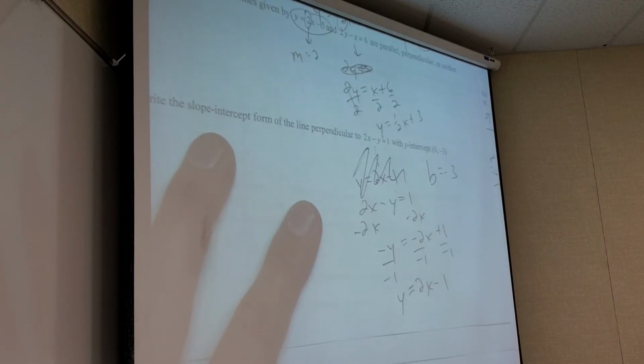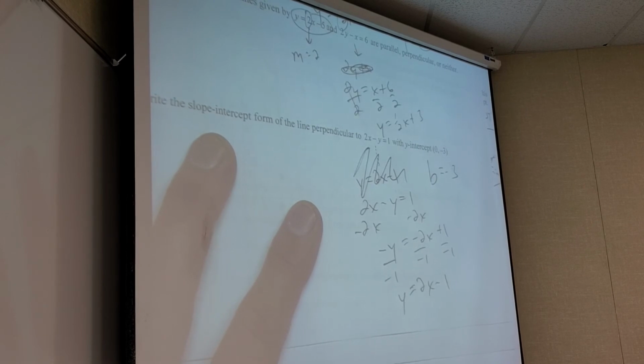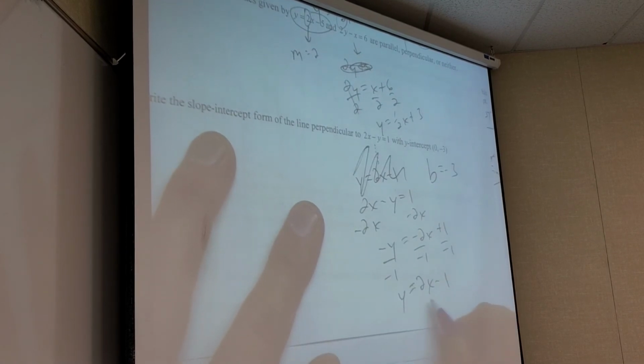That's what I was saying, like the one cancels, because a negative times a negative is positive. Sure. Okay. So what's this guy's slope? 2. So what's our slope? -1/2. There it is.